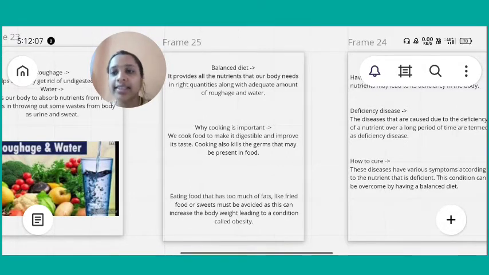And the second thing is that we can't eat too much food and too much fat, like fried food or sweets, and these can also be avoided. The reason is that they increase body weight, and if this condition continues, then we become obese.